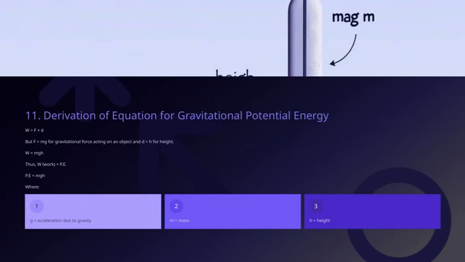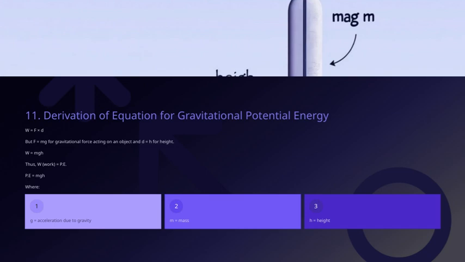Let's break down the derivation of the equation for gravitational potential energy. First, we recognize that height, or h, is a key factor here. The mass of the object is represented by m, and g stands for the acceleration due to gravity. These elements come together to give us the potential energy, which we write as Pe equals mgh. Now, since work W is equal to the potential energy in this context, we can say that W equals mgh.